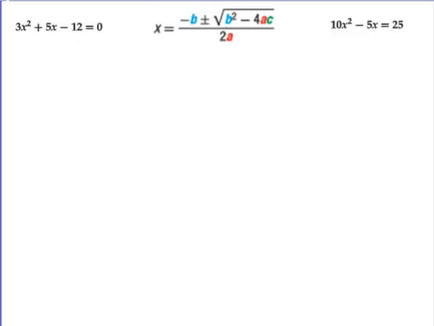Alright, we have two more examples here, and what I would like for you to do is pause the video now and try them. So for each one, I need you to identify A, B, and C, and then plug those numbers into the formula and solve.